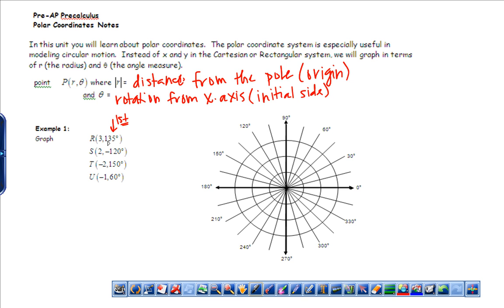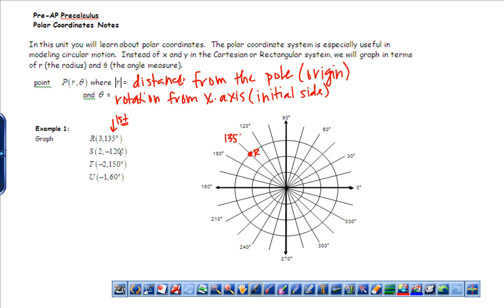Okay, so when I go ahead and plot 135, start from your initial side, go around and find 135. So this is 135 right here. Then from your origin, go out 3 units. So out 3 units would be right here. And this is your R. It's backwards from what you're used to. Next, you're going to do your S.